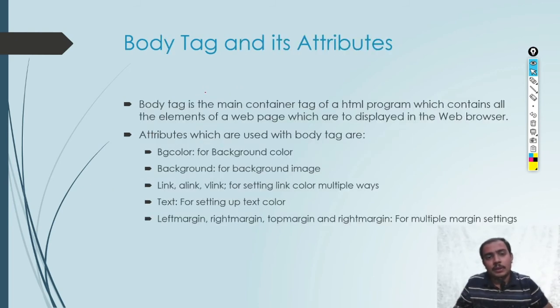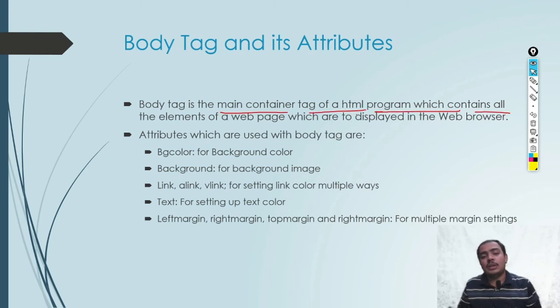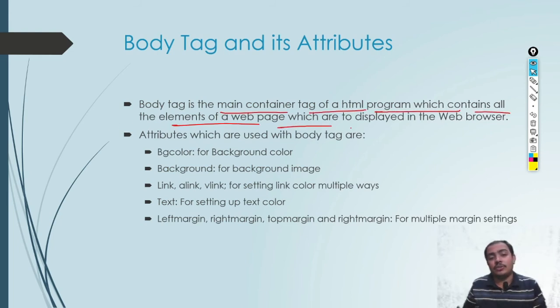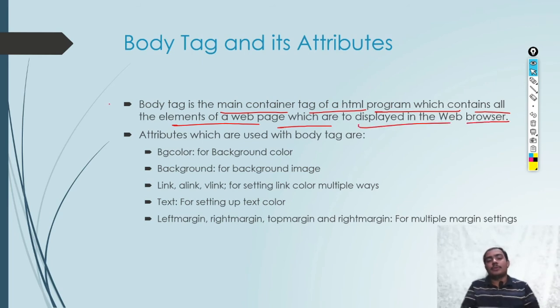Now body tag is the main container tag of an HTML program which contains all the elements of a web page which are to be displayed in the web browser. So it simply means that whatever you have to display in the web browser, you have to write all of that in your body tag. Now, in this body tag, we have certain attributes. Out of these, we have discussed two attributes just now, that was BG color and text.